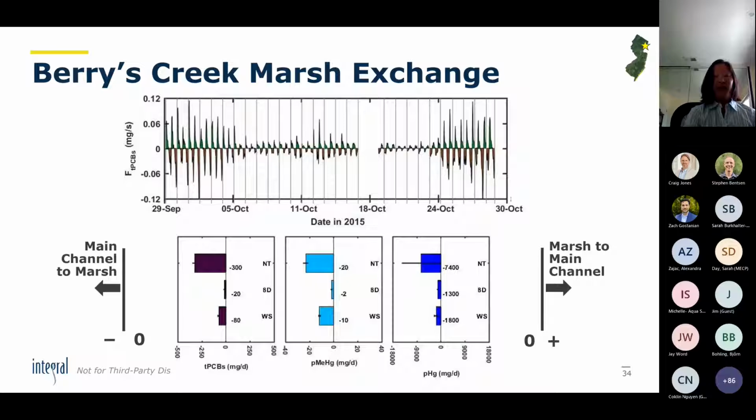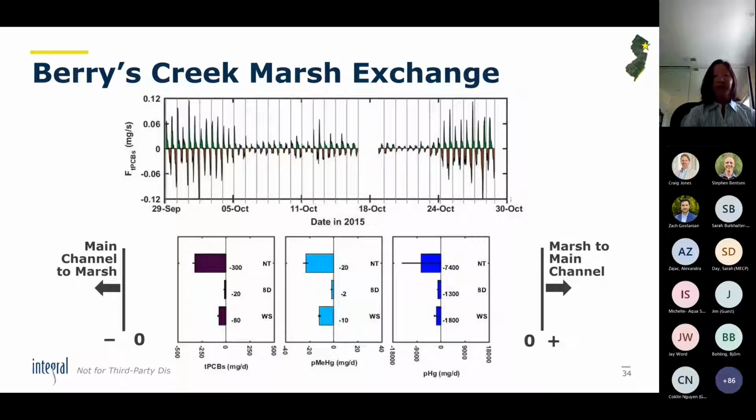So the upper panel shows the flux of total PCBs calculated over a month-long monitoring period. We're showing positive flux in green, and it represents movement of material from the marsh to the main channel, or the ebb tide direction. Negative flux is shown in brown and represents movement from the main channel to the marsh, or in the flood tide direction. So here we observe COC variability with the spring neap tidal cycle, with higher fluxes during spring tide near the beginning and the end of the data series, and smaller fluxes during neap tide in the middle.